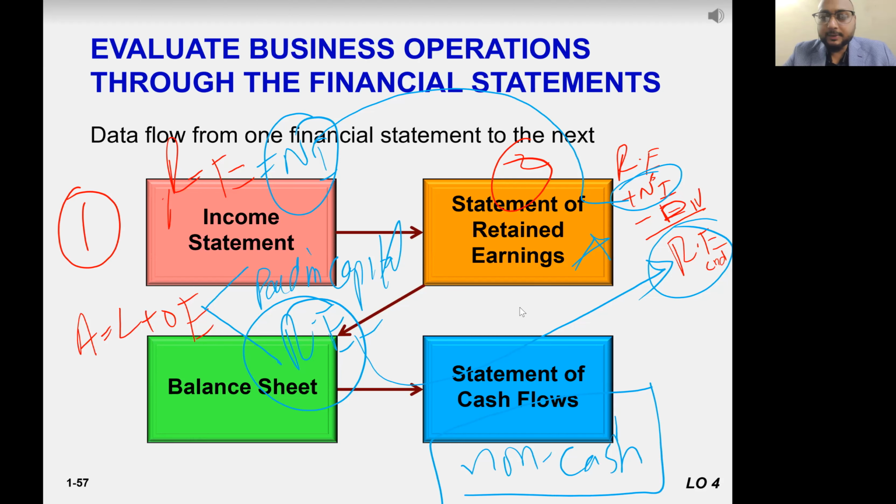Now, does everybody understand this hierarchy, this order? First, we make the income statement, then the retained earnings statement, then the balance sheet, and then the fourth one is the statement of cash flow, right? And then we have a link here as well.